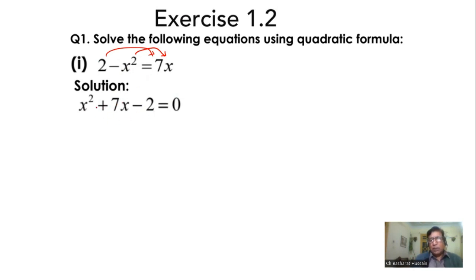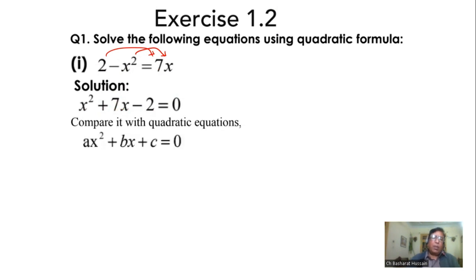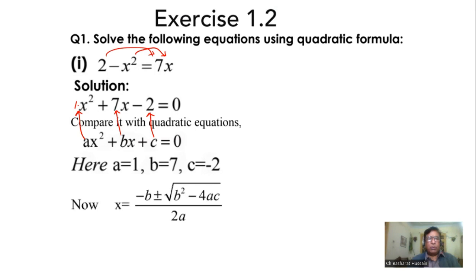Now we compare this x square plus 7x minus 2 and find the values of a, b, c. What is a? Here a is 1. And b is 7. And c is minus 2. First of all, we write down the values of a, b, c. So a is 1, b is 7, and c is minus 2. Now write down the formula. x is equal to minus b plus minus under root b square minus 4ac, divided by 2a.